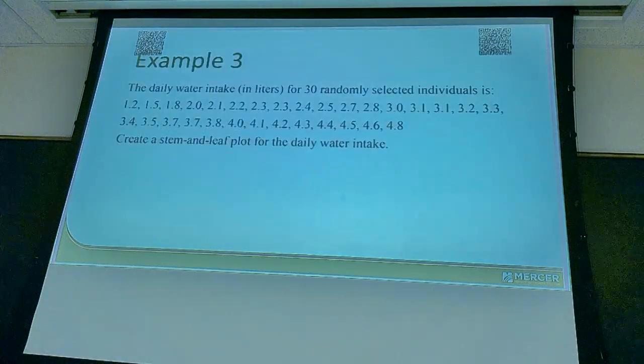And now you're down to the fours. List out the leaves. 0, 1, 2, 3, 4, 5, 6, 8.